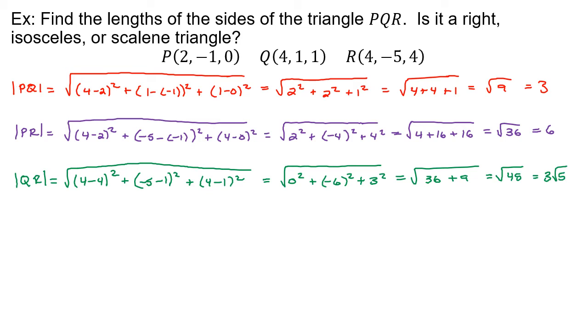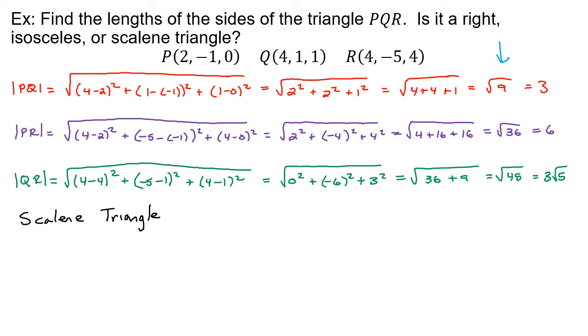Notice every one of the sides is different, and if they're all different, then it has to be scalene. So this is a scalene triangle. But I also want to check whether or not all the sides sum up. Now this one's pretty easy to notice. Look at this column right here: 9, 36, and 45. 9 plus 36 would be 45. So this column right here will tell you, without doing the Pythagorean theorem, that this is a right triangle.